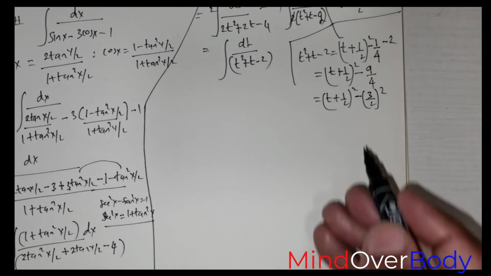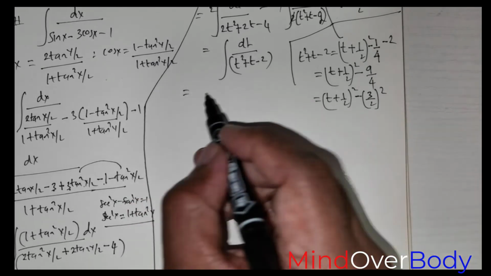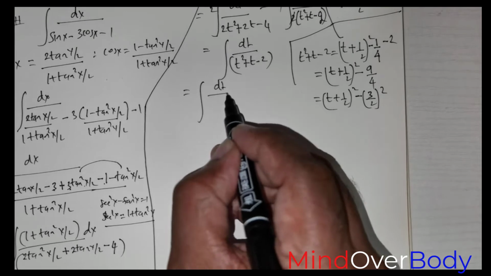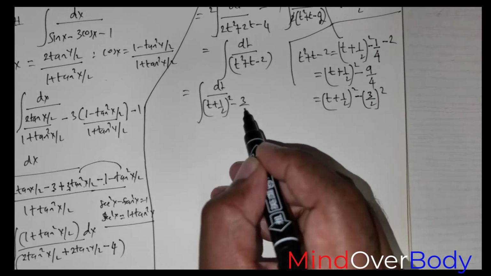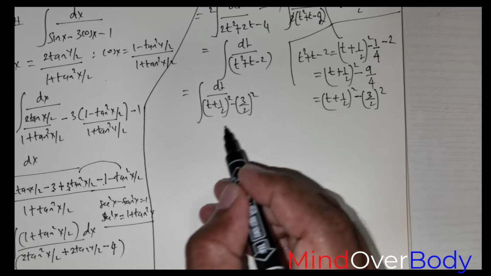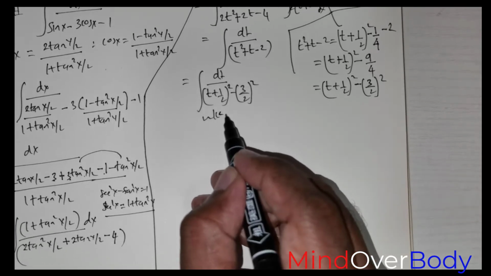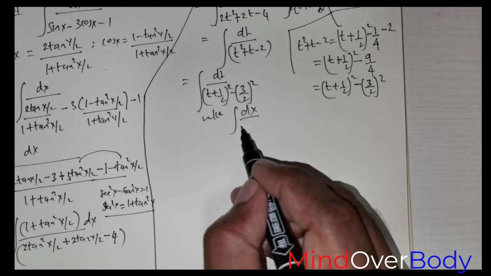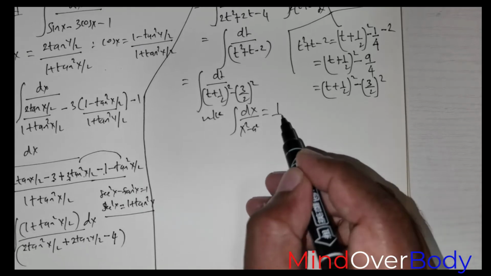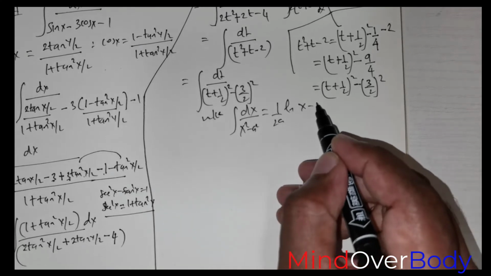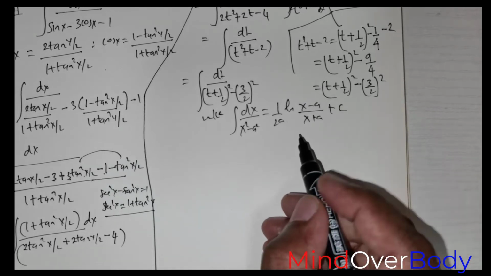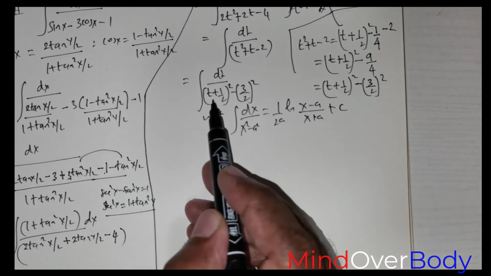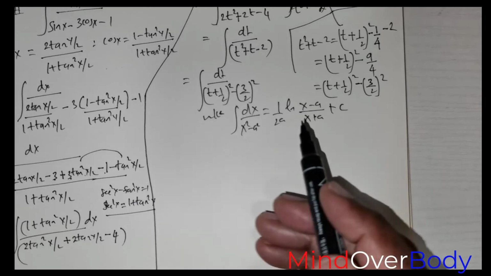So x² − a². So this is equal to the integral of dt over (t + 1/2)² − (3/2)². Now we know a formula. What is the formula? We know that the integral of dx over x² − a² is 1/(2a) ln|(x − a)/(x + a)| + C, where C is an arbitrary constant. So I'm going to use that formula here. So this is my x, this is my a.